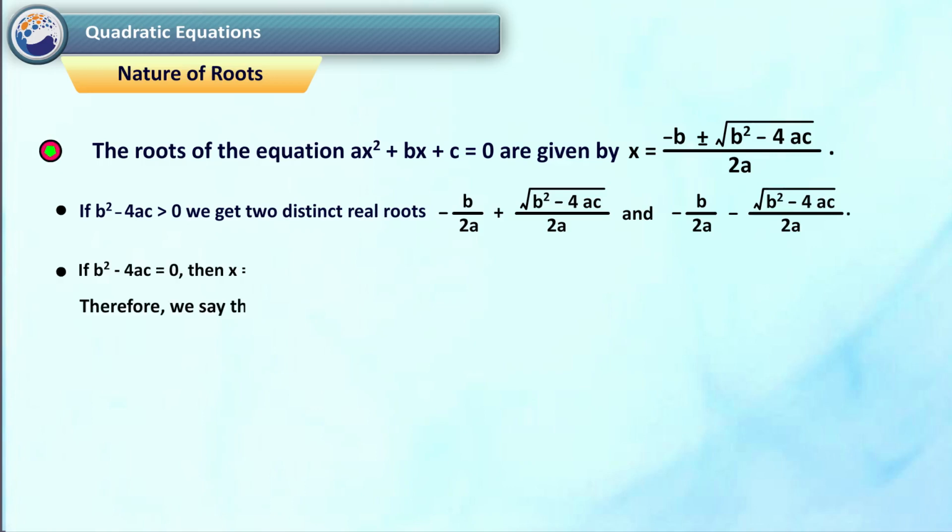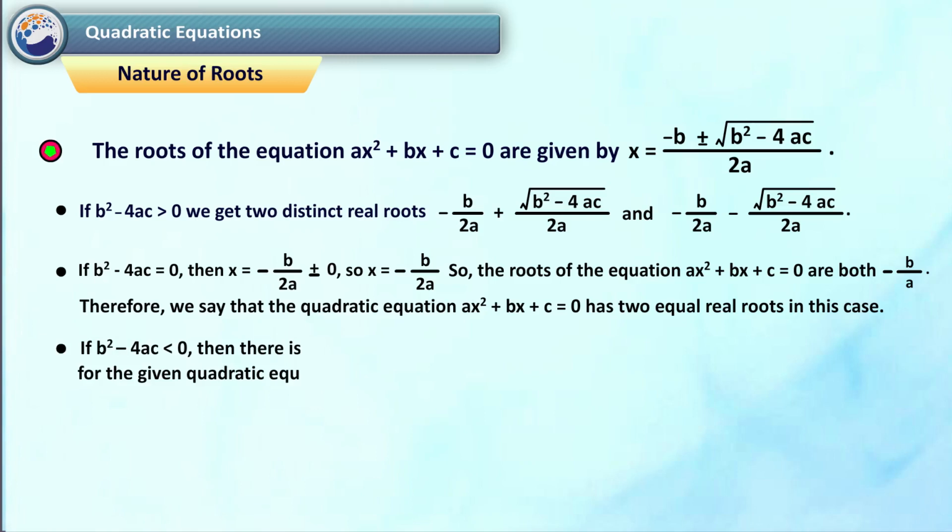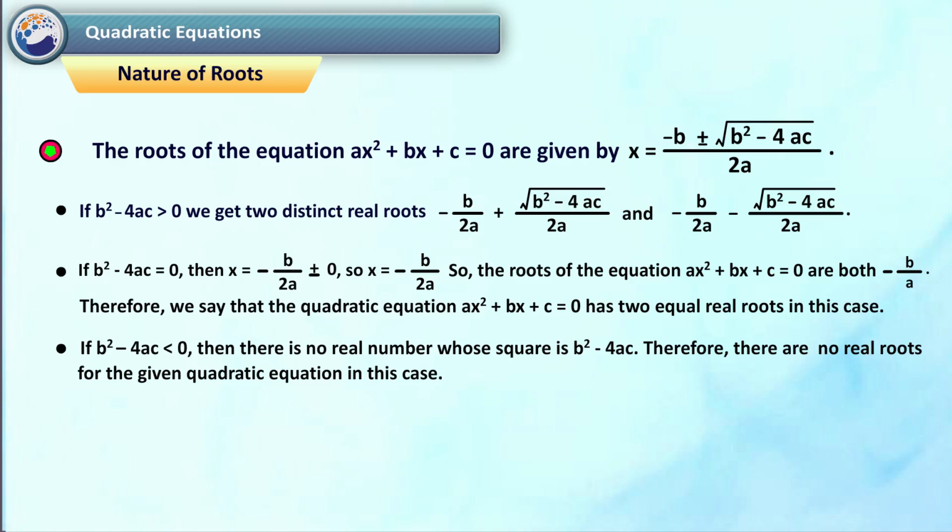If b square minus 4ac is equal to 0, then x is equal to minus b by 2a plus or minus 0. So x is equal to minus b by 2a. So the roots of the equation ax squared plus bx plus c is equal to 0 are both minus b by 2a. Therefore, we say that the quadratic equation has two equal real roots in this case. If b square minus 4ac is less than 0, then there is no real number whose square is b square minus 4ac. Therefore, there are no real roots for the given quadratic equation in this case.